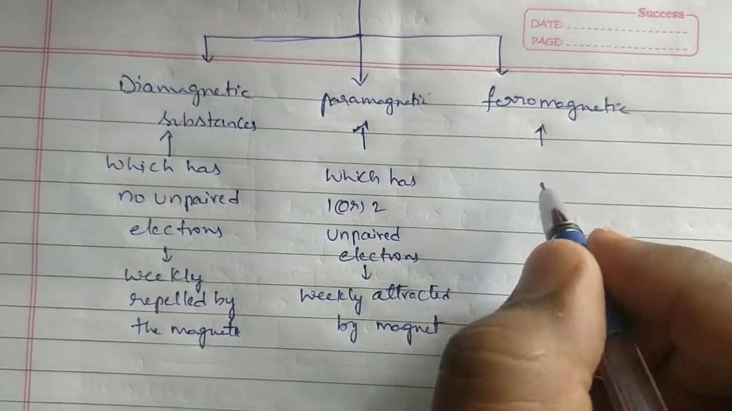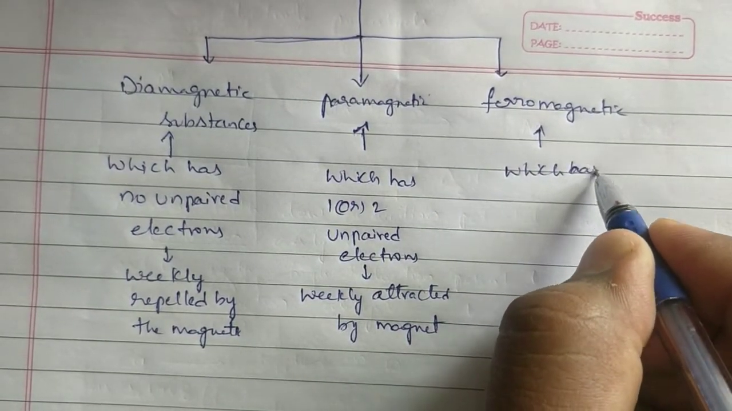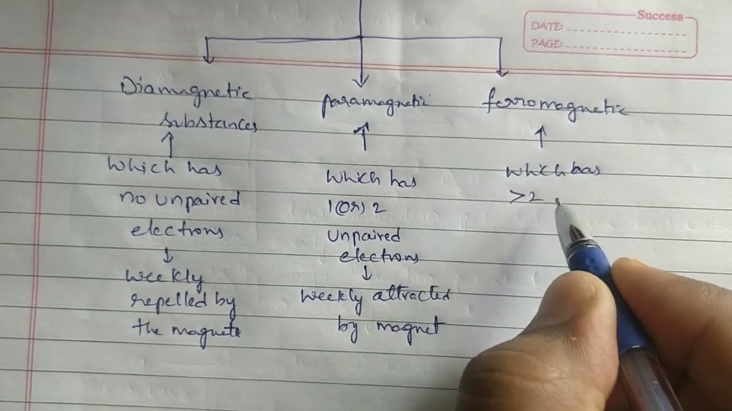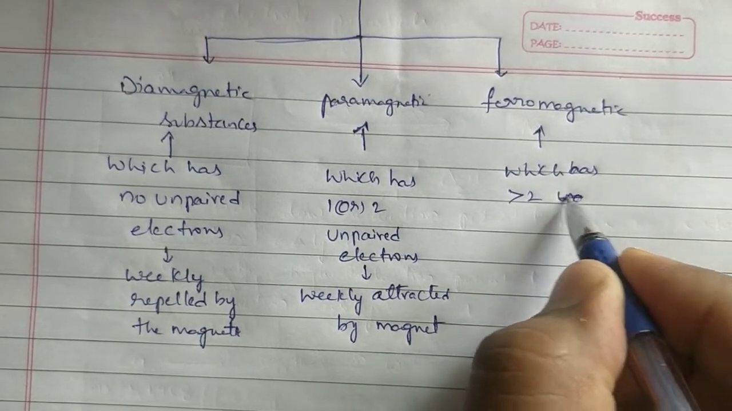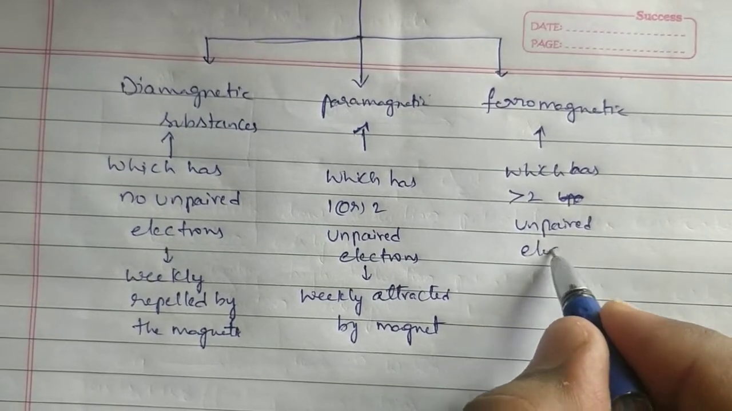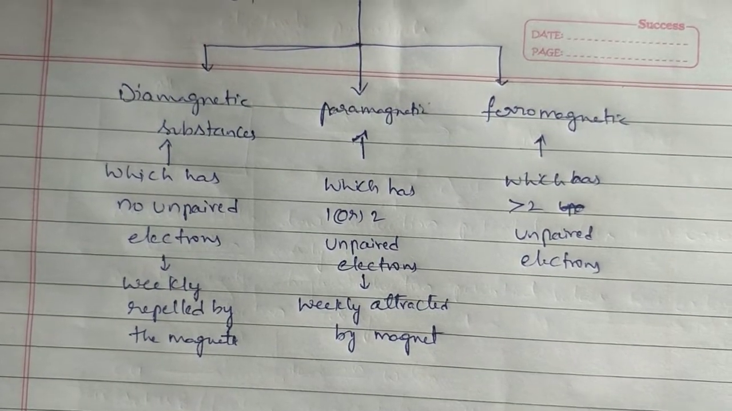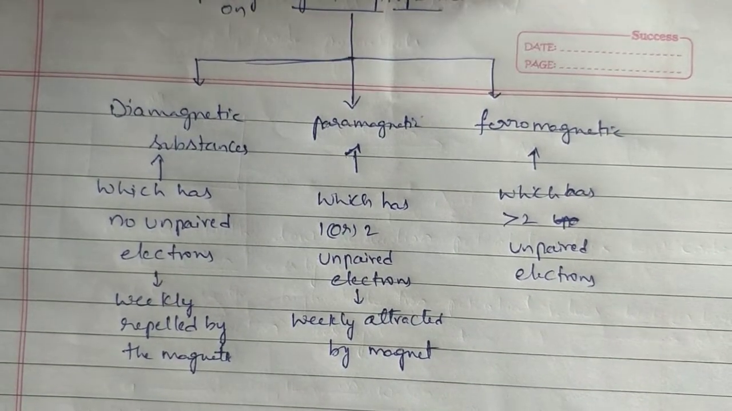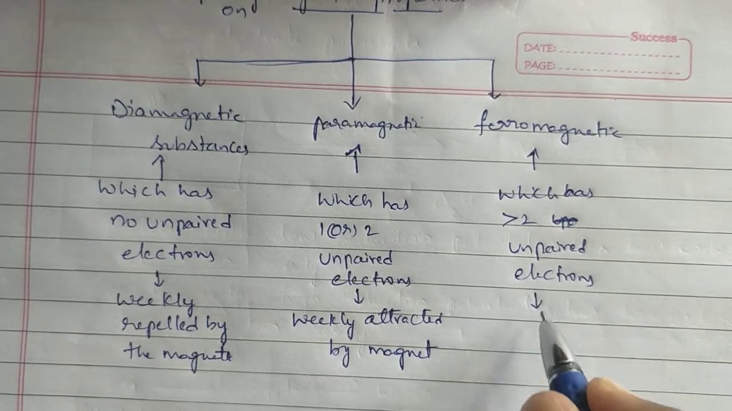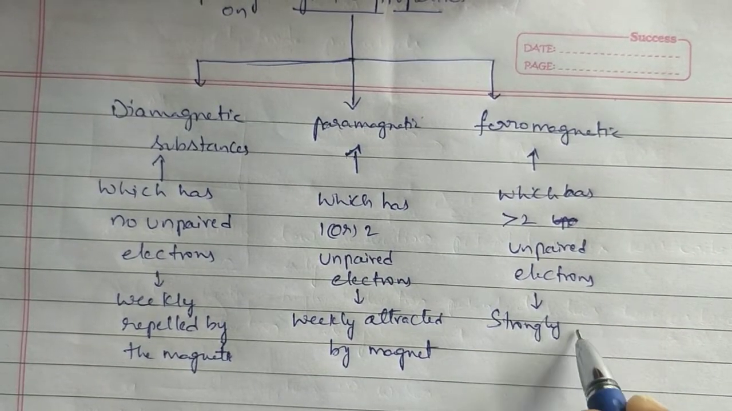Ferromagnetic substance, which has greater than 2 unpaired electrons, is called ferromagnetic substance. These ferromagnetic substances are strongly attracted by the magnet.